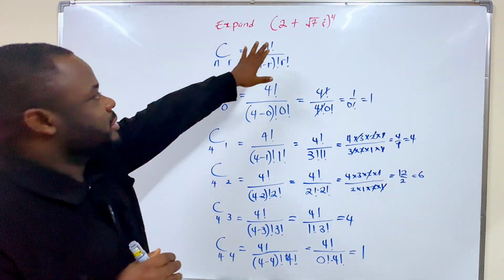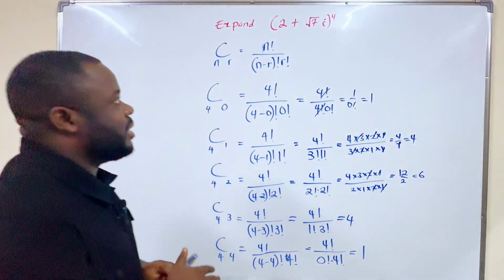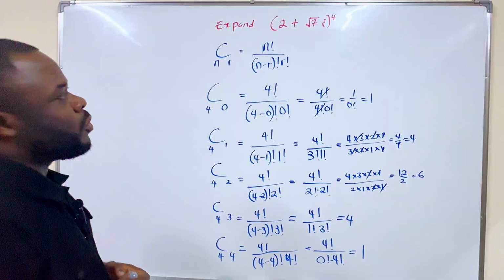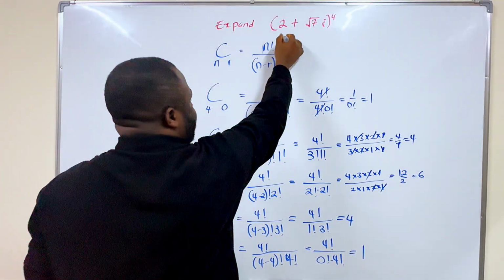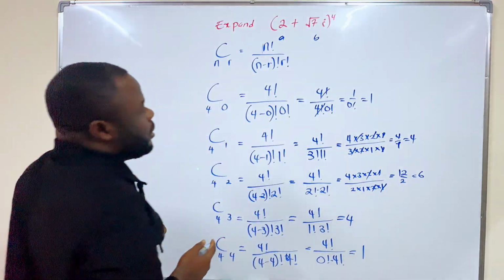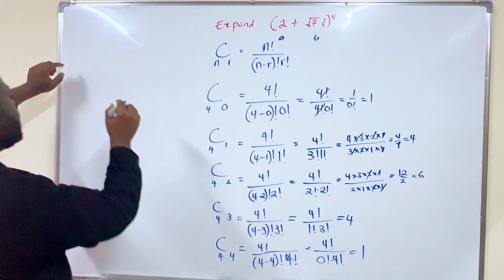Now let's apply it to this. So these are the coefficients of the binomials. So let's apply it to those complex numbers. So we assume that this is A and this is B. Okay? So let's start from here. So we have 1. Okay? 1.